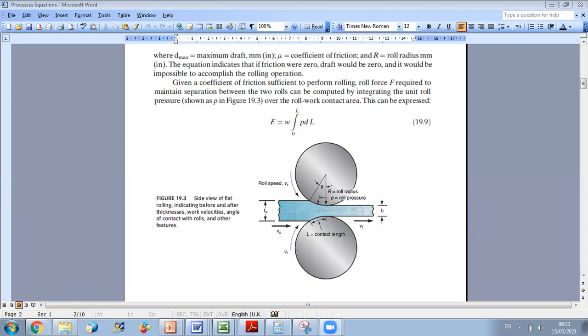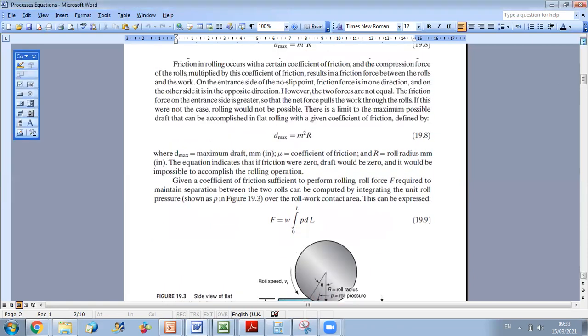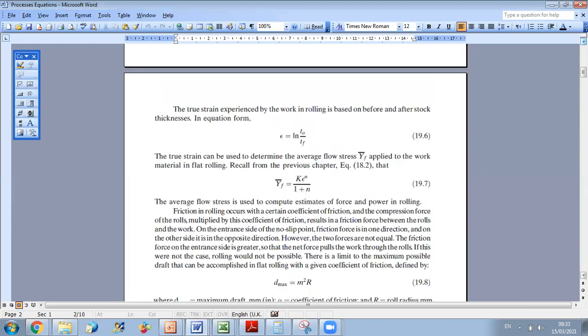So here, going back to the given. In case of a rolling operation, the true strain experienced by the work in rolling is based on before and after stock thickness. And the equation, because it's compression, epsilon is given by an absolute value: ln T0 over Tf, T initial over T final. Because we are squeezing the part, the thickness is reduced.